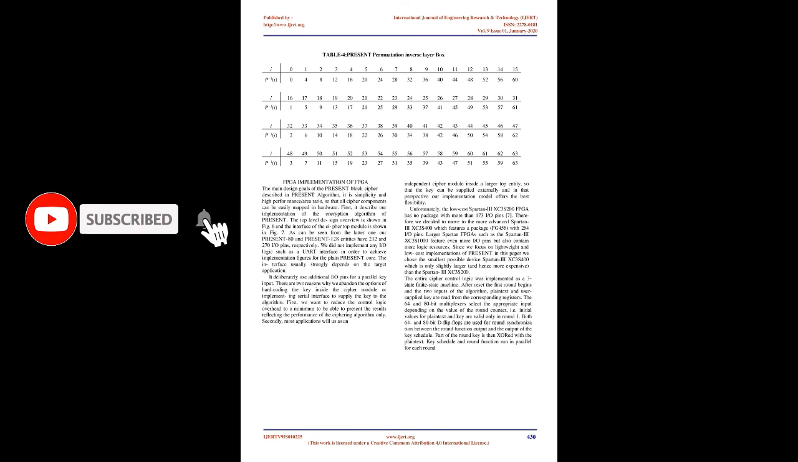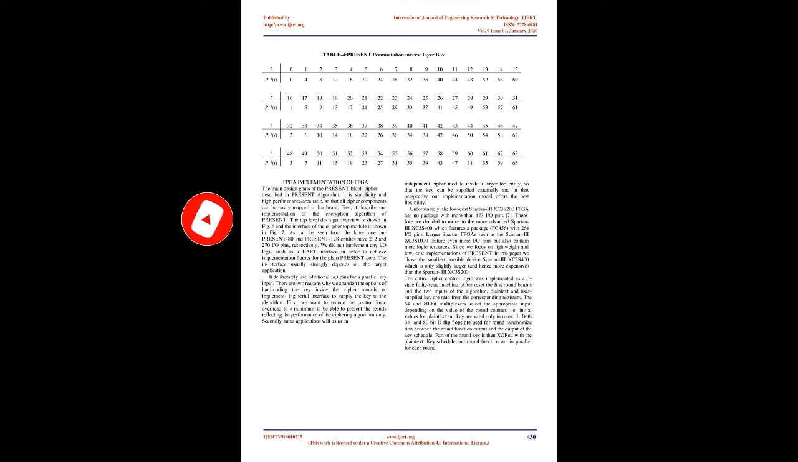The entire cipher control logic was implemented as a three-state finite state machine. After reset, the first round begins and the two inputs of the algorithm, plain text and user-supplied key, are read from the corresponding registers. The 64 and 80 bit multiplexers select the appropriate input depending on the value of the round counter, i.e. initial values for plain text and key are valid only in round 1.